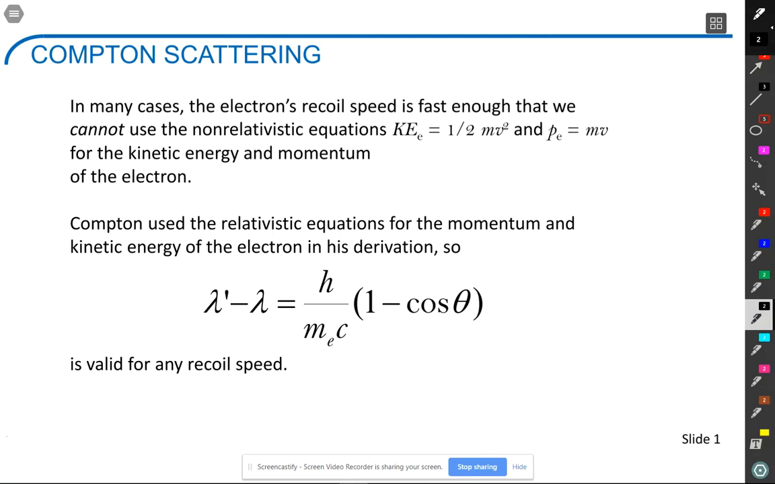No, not changing energy level. Although in 2 slides, I'm going to have you do a problem where you calculate the change in energy. But that wasn't it. There's an important purpose for us looking at Compton scattering.